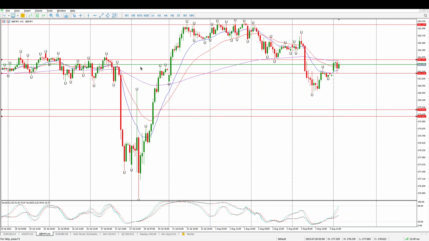So that's kind of the structure there. This is what you're either looking for, a rejection of 181.771, or alternatively, you'll be looking for a London breakout strategy. Just look for the break to the downside. Going to give you a fairly high probability trade for a second move down to here.